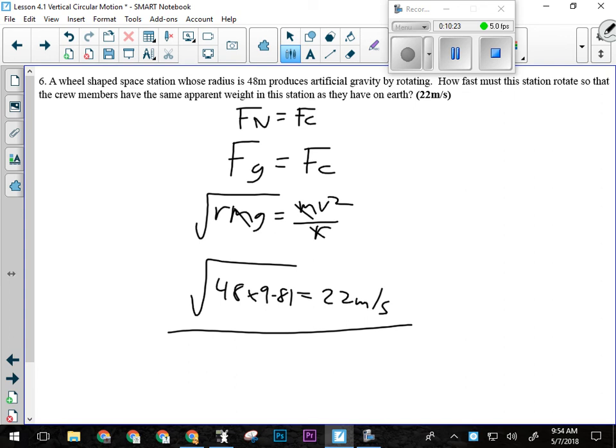So it's not a vertical circular motion question. I just threw it in there to remind you that artificial gravity questions come up on tests and things. Sometimes, always. Any other ones giving us trouble?